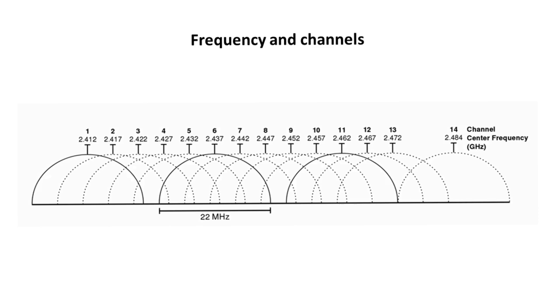Now, here's the complete range of channels available to Wi-Fi, and this is beyond the level of the specification for A-level. All you really need to know before we move on is that Wi-Fi signals are transmitted on channels, and channels have a frequency range of around 22 megahertz.